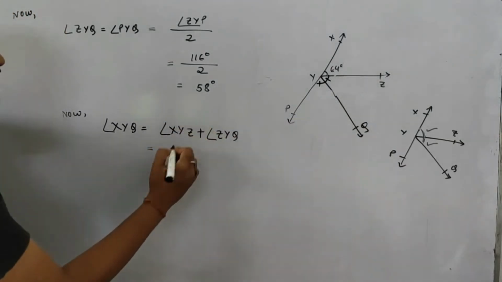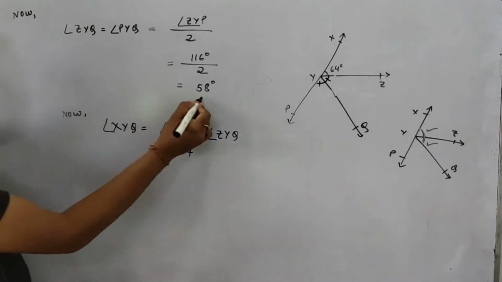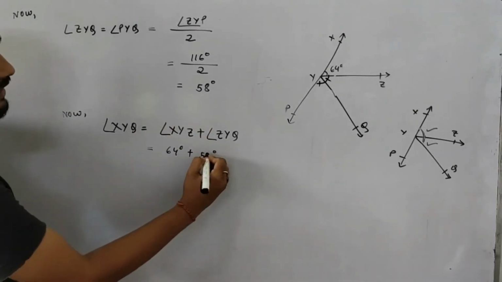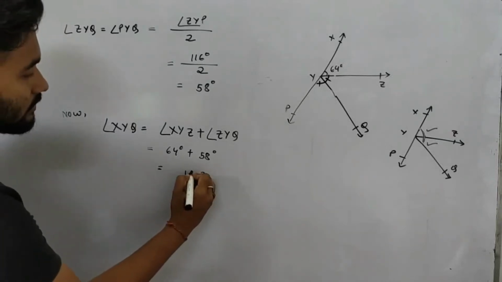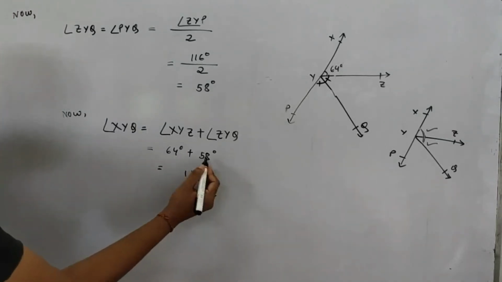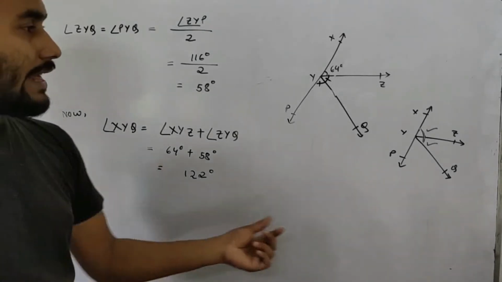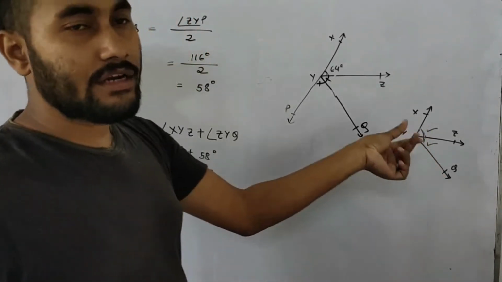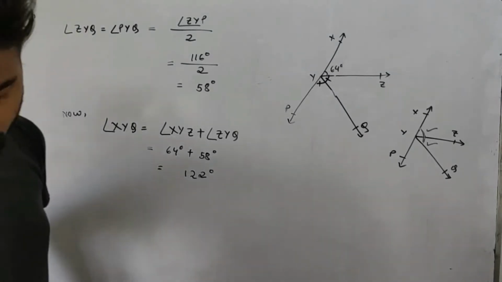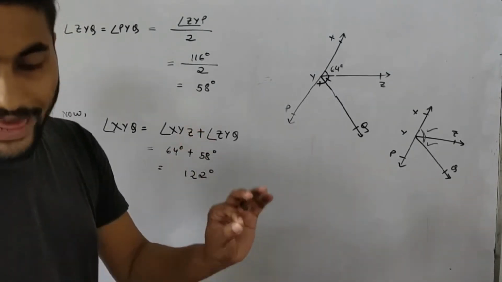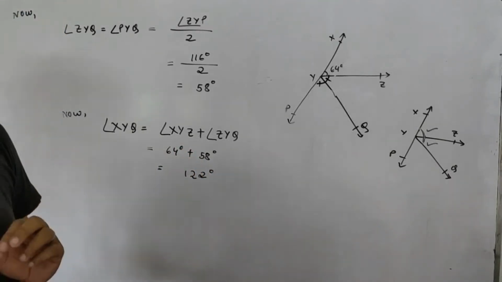So put the value, that is 64 degrees, and ZYQ is how much? What is the value of ZYQ? 58 degrees, right? So what is 64 plus 58? Over here 2, 6, 1, 12, 12, right? 122 degrees. So what is the value of angle XYQ? 122 degrees. Okay, we have got that. Now next, what do we have to find? Next we have to find reflex angle QYP.